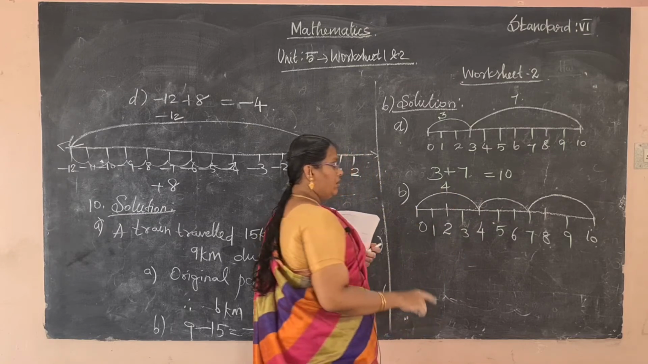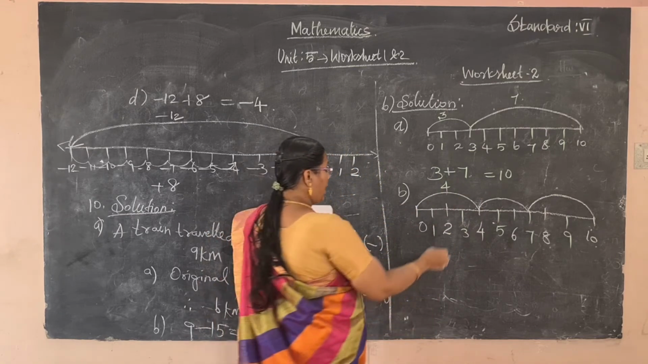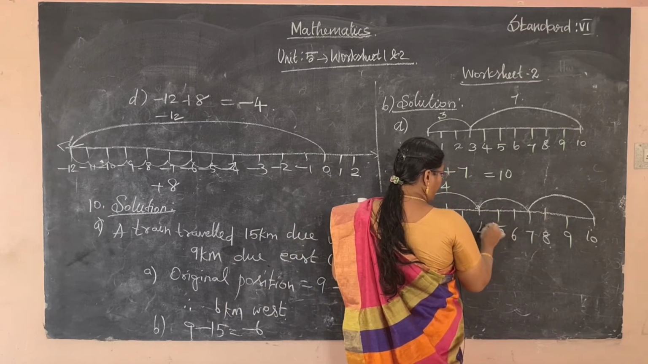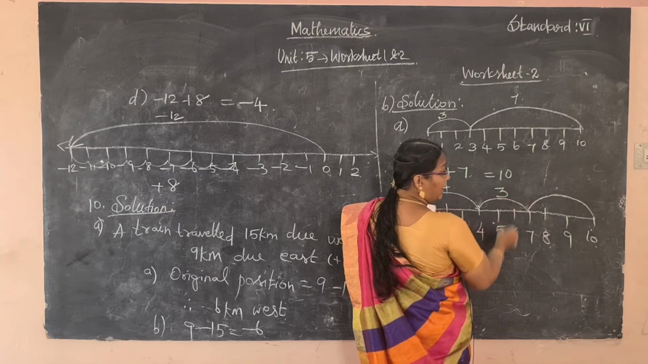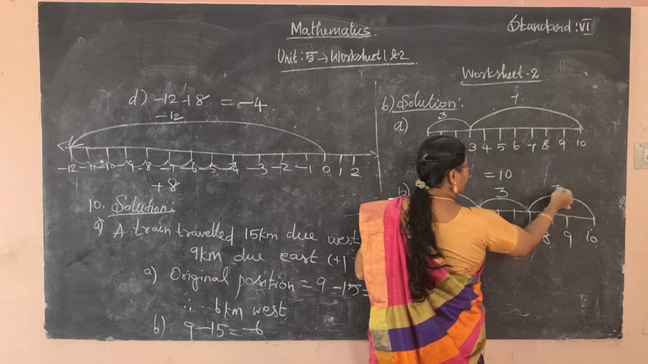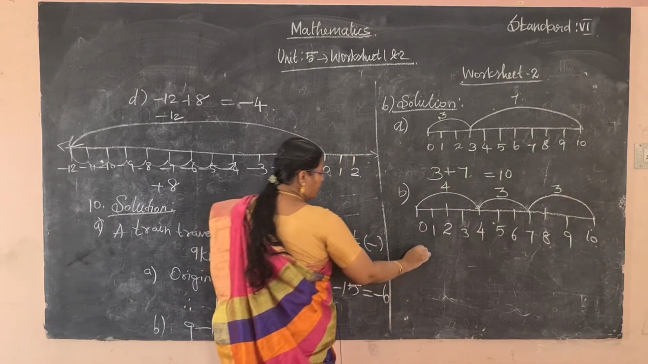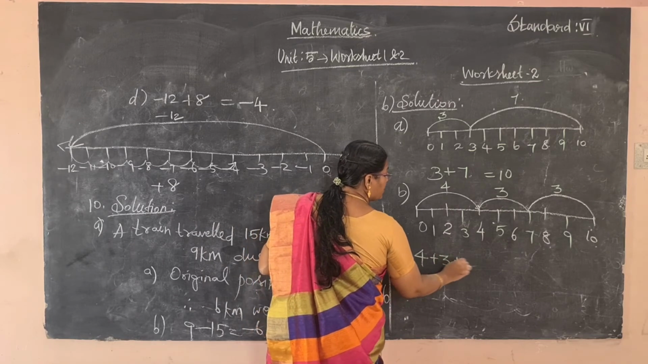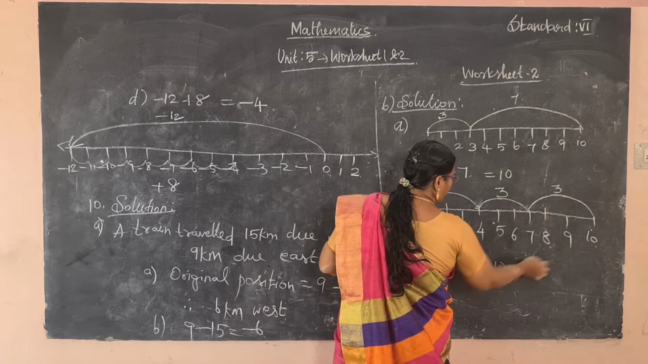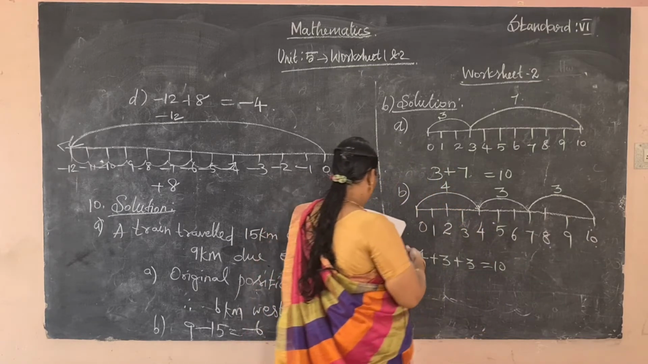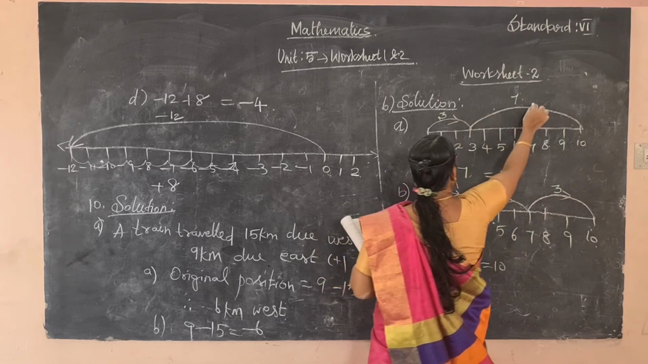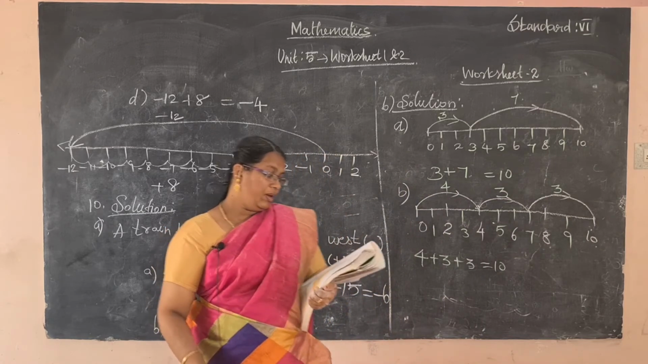The first arc has the value 4 units, and next one 1, 2, 3 units. Here 1, 2, 3. So the answer is 4 plus 3 plus 3. What we get? 4 plus 3, 7. 7 plus 3, 10. Arrow mark is given. Okay, remaining 2 problems are homework.